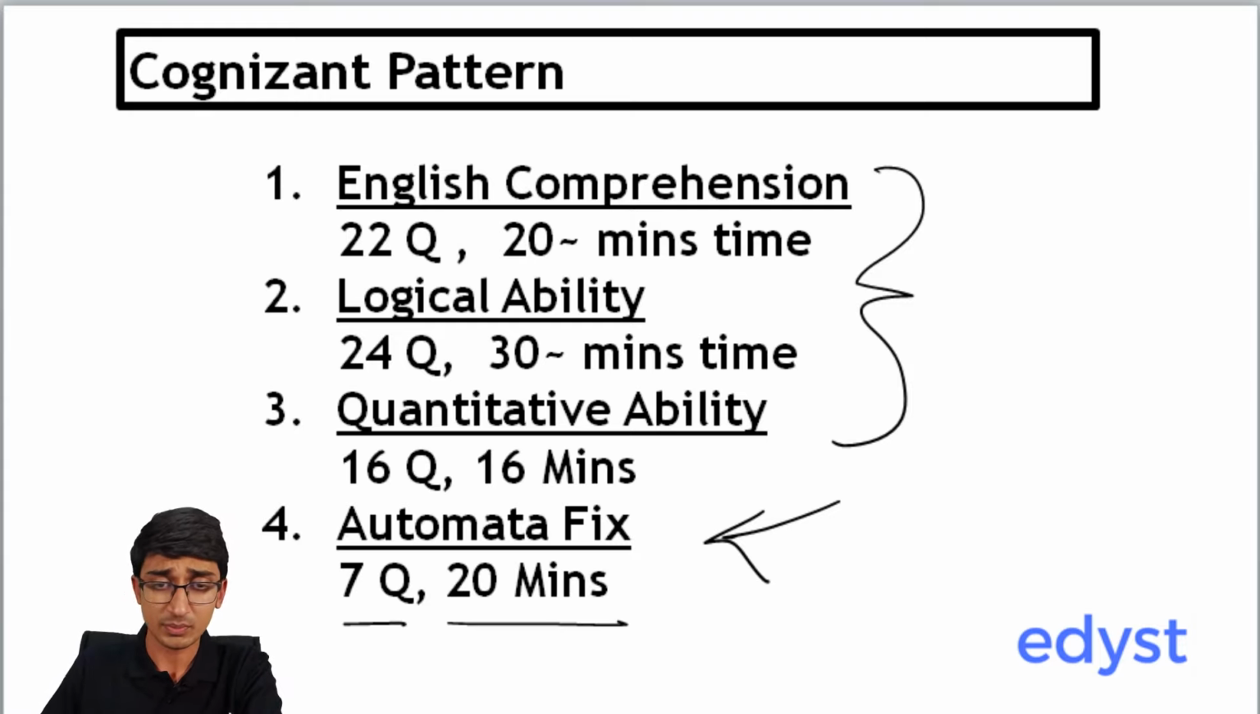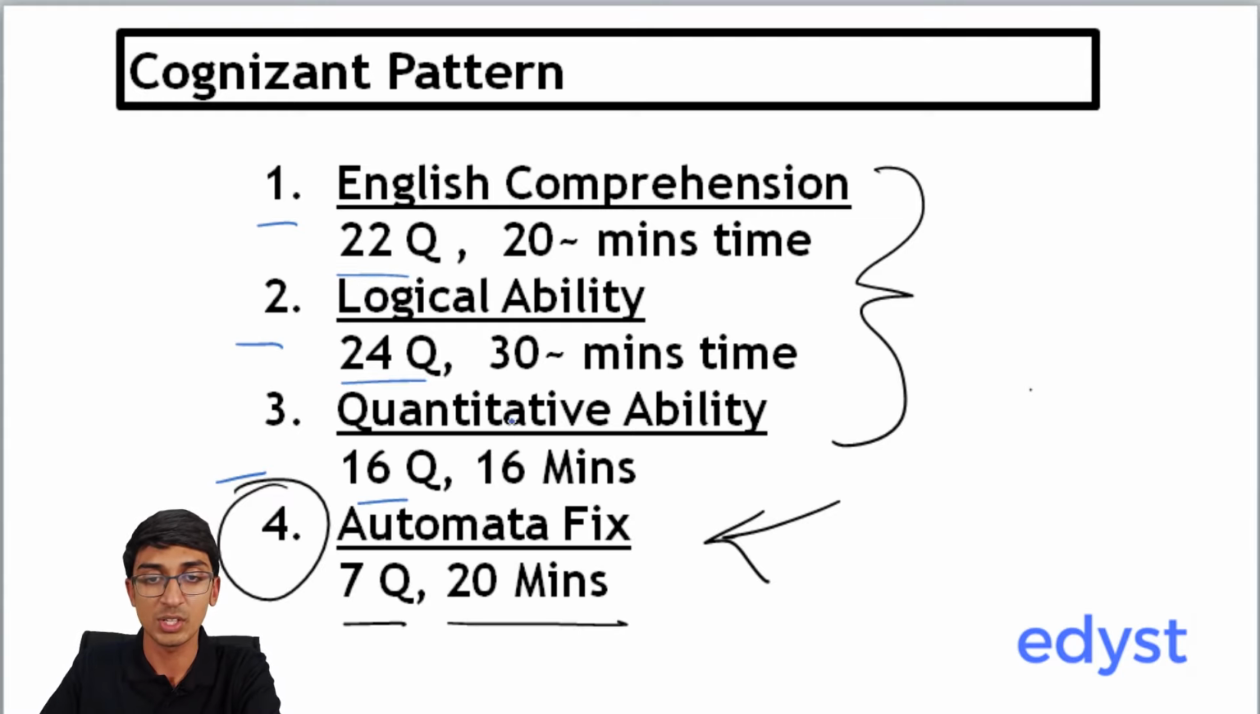Anyways, the Cognizant pattern that is being followed right now is that you'll have the English, logical, quants section, and you'll also have the Automata Fix section, which is the topic of discussion for today. But before I move on to that, let me quickly talk a little bit about English, logical, and quants. Each one of these has different types of questions. You have 22 questions in English, 24 in logical, and 16 in quants, roughly having 20, 30, and 16 minutes respectively. This is the time that is given to you. Again, this is not too difficult if you have practiced before. If you have practiced English, logical, and quants, this is the basic AMCAT type of format that is followed.